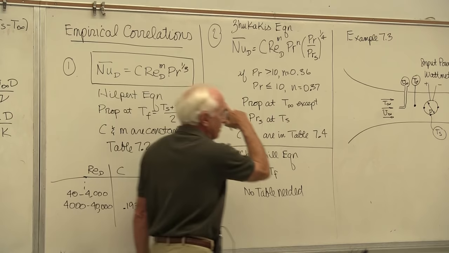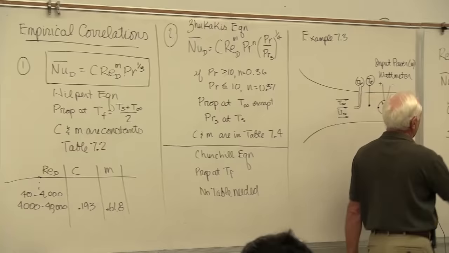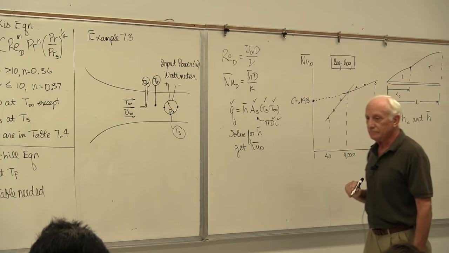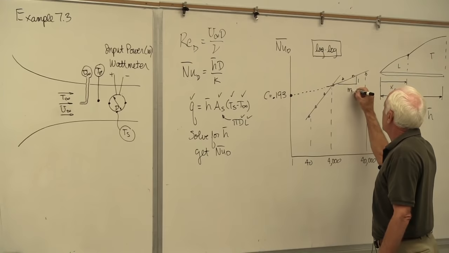Okay. You go over here between 4,000 and 40,000. Go back to where on your log-log graph the Reynolds is 1. There's the value of C: 0.193. Got it. And then what's M? M is the slope. You can take a ruler out, centimeters. Measure the slope of that line. That slope would come out to be, make it real easy on yourself, 0.618.